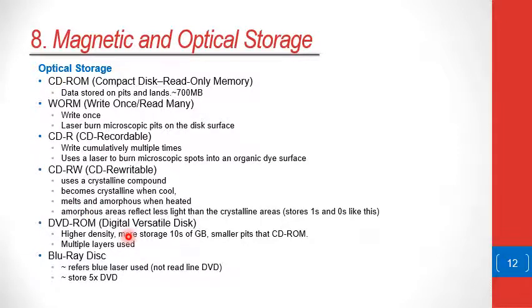An improved version of the DVD is called a Blu-ray disc. The reason why it's called Blu-ray disc is because it uses a blue laser instead of the typical red laser that's used by the DVD. And it can store as much as 5 times the memory of the typical DVD.